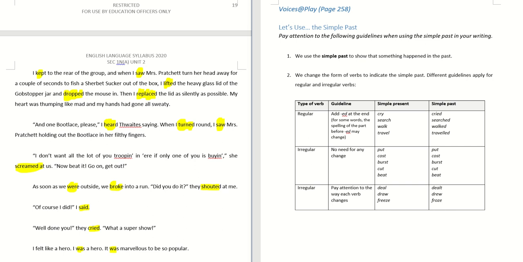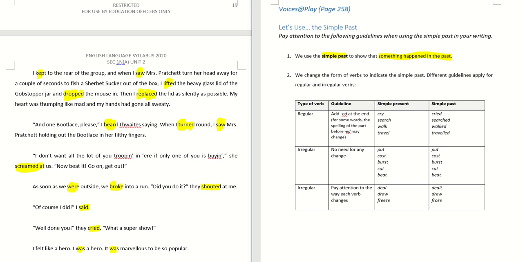Can you turn to page 258? Okay, and then you will see this page here. So to recap, you need to pay attention to the following guidelines when you're using simple past in your writing. And it's quite often that you use simple past because you try to recount what happened in the past. So when do you use simple past? You use simple past to show that something happened in the past. And usually a specific time in the past is stated.